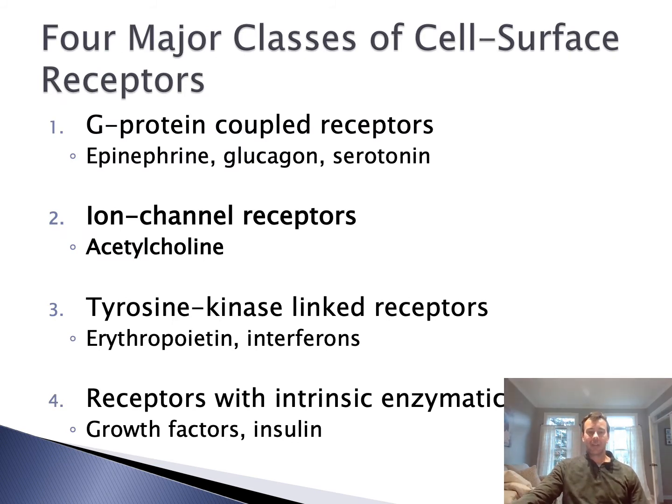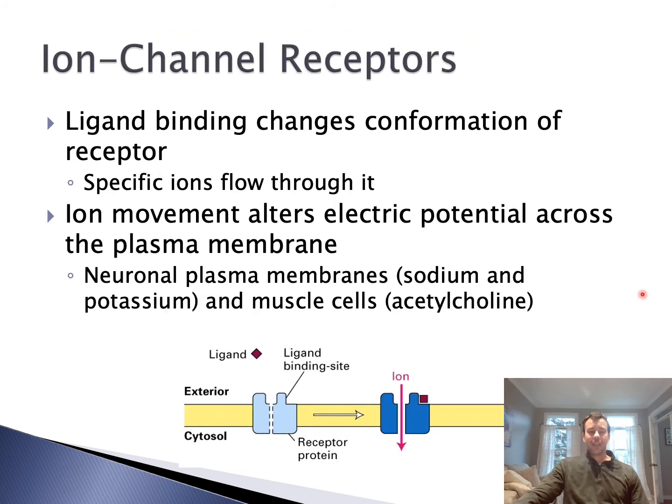Let's also talk about ion channel receptors, with acetylcholine being the main example. What happens here is the ligand binding changes the conformation of the receptor. So the ligand binds the receptor, and then a specific ion can flow through it. This ion movement alters electric potential across the plasma membrane. Some examples are neuron plasma membranes, which pass sodium and potassium, and muscle cells that use acetylcholine as the ligand.